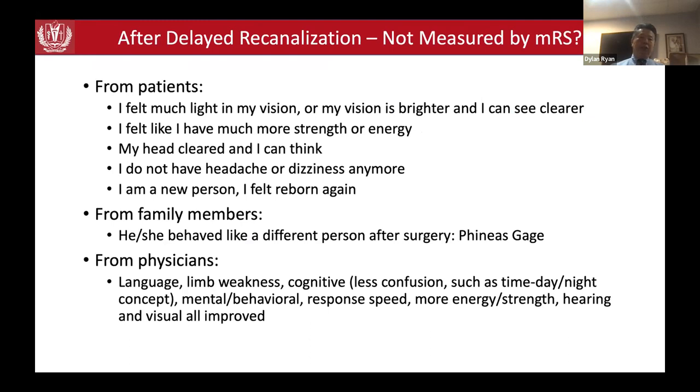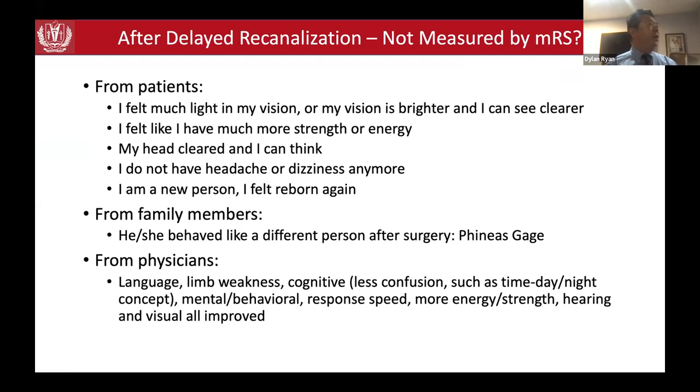I feel much more light in my vision. That's for many patients, the world changed. I can see so much better. Maybe internal carotid, maybe posterior circulation improved. And even sometimes the motor function didn't change that much, but patients will tell you they feel much stronger, they feel energetic. I don't know if it's mental or it's physical. And most patients will tell you the first thing, my head cleared. I never had troubles like strokes. I don't know what that means. But for patients, that's a huge thing.